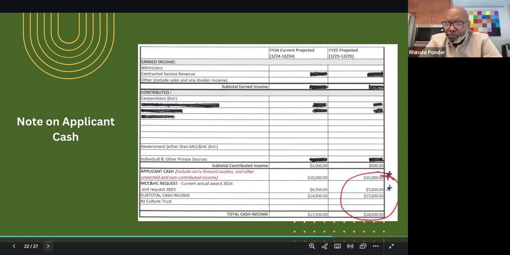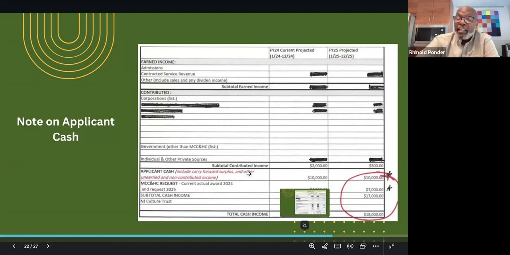Applicant cash. So this is correct. I cite this because I want to suggest to you that if you have surplus from a previous year, if your surplus from your program or for operating costs, it actually should show up in applicant cash. So it is a carryover. So if you have surplus, that actually should be part of your projected.